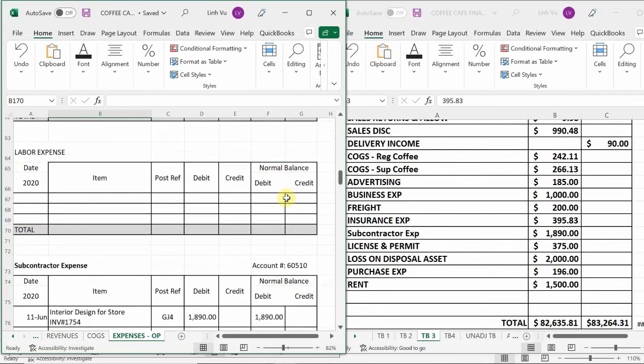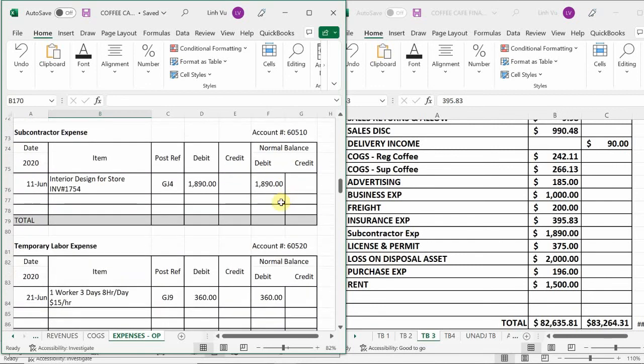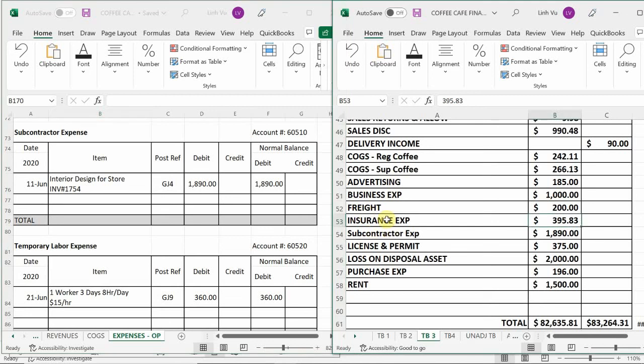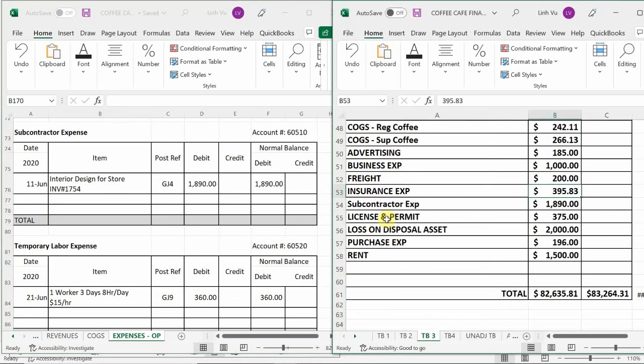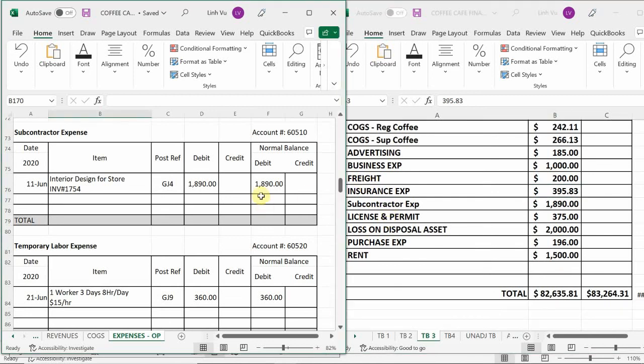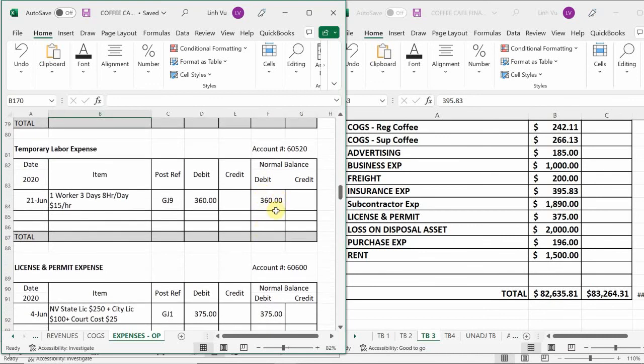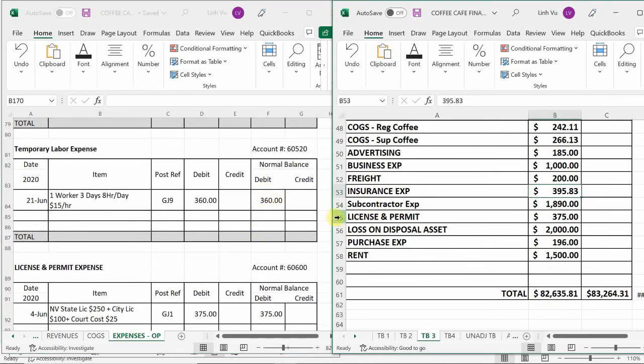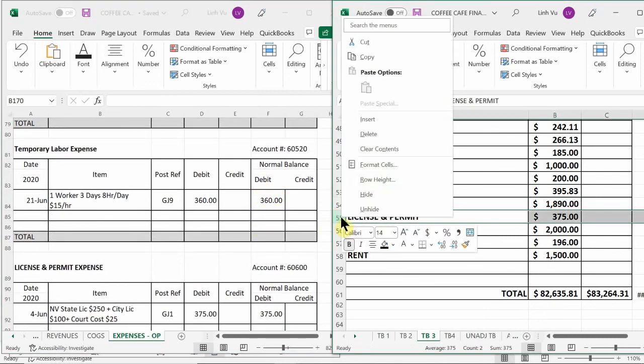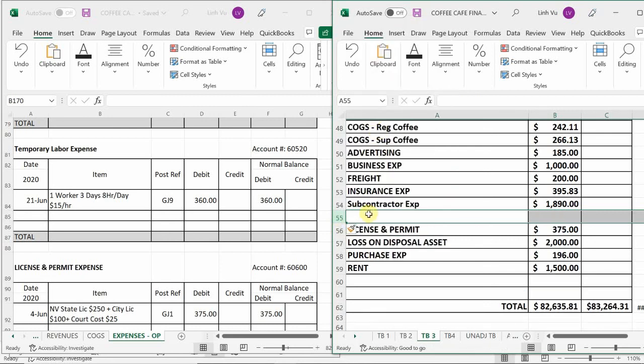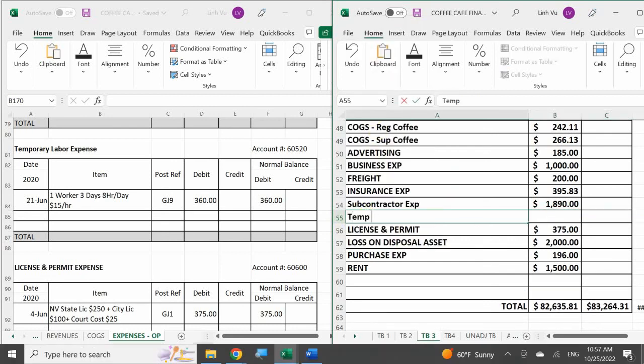Nothing there. Labor expense. Subcontractor expense. 1890. Still the same, yep, still 1890. But here we also had temporary labor. Okay, so I need to insert that above my license expense. Okay, for temp labor expense. Okay, how much was my temporary labor? $360. Okay.